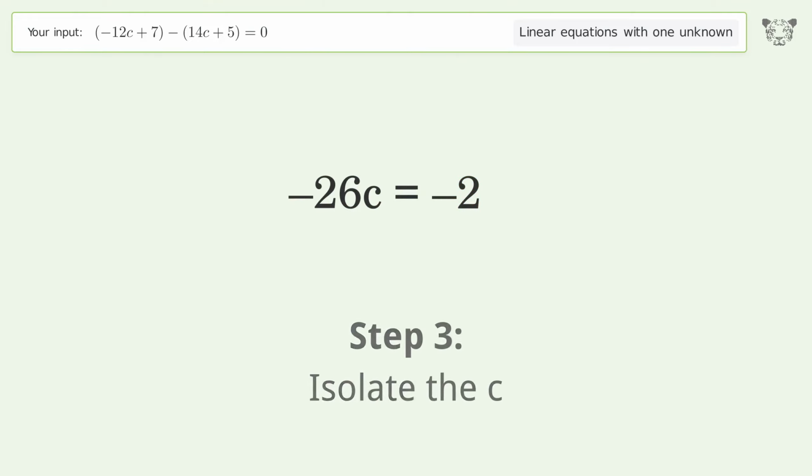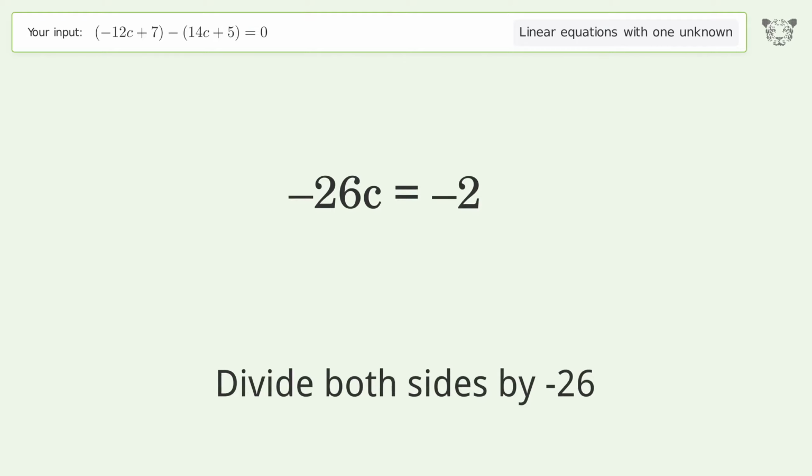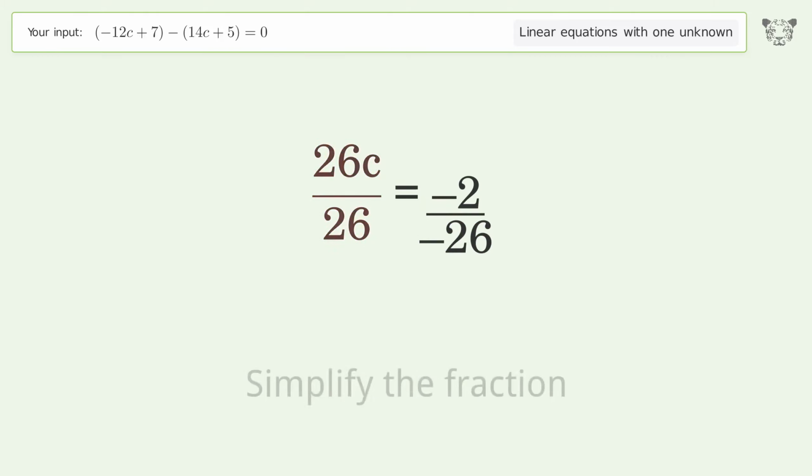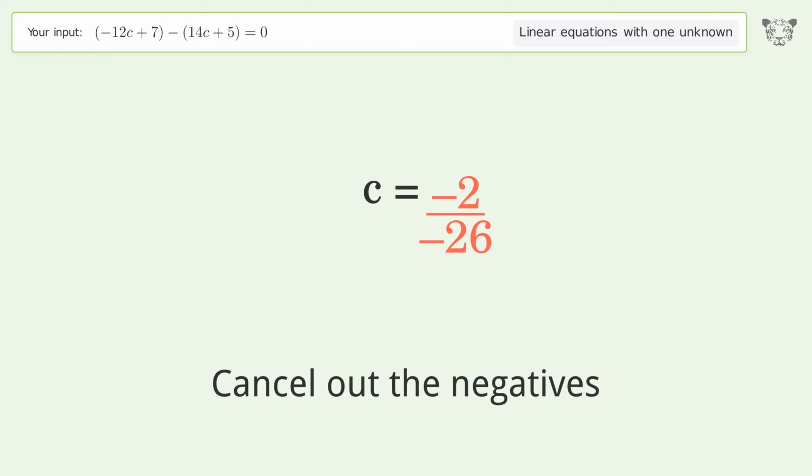Isolate the c. Divide both sides by -26. Cancel out the negatives. Simplify the fraction. Cancel out the negatives.